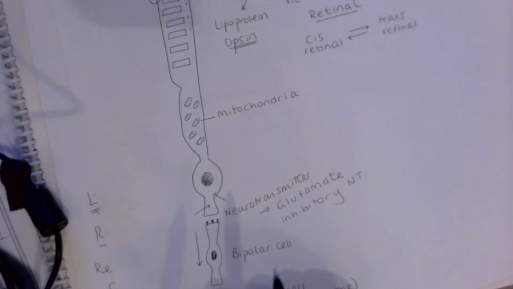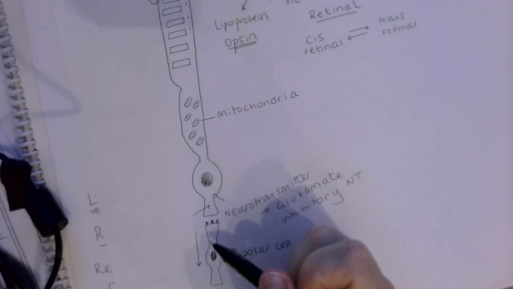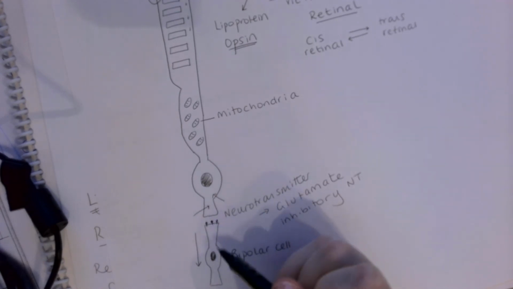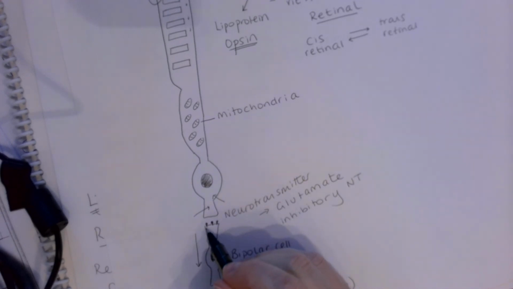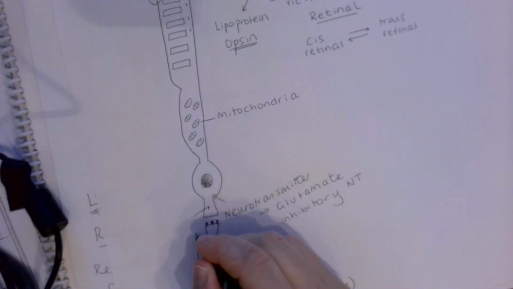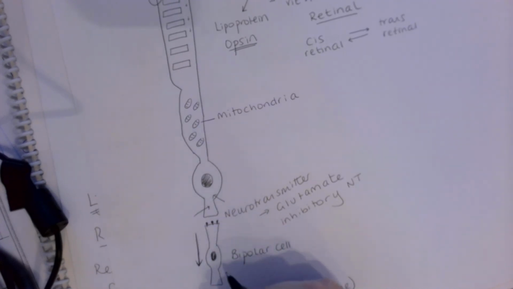In the old textbook, literally what they said was that no neurotransmitter was released. So nothing is being released here, and because the bipolar cell is no longer being inhibited, an action potential is set up, and then this is passed on to the ganglion cell.